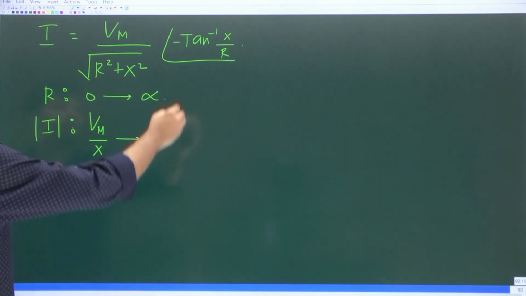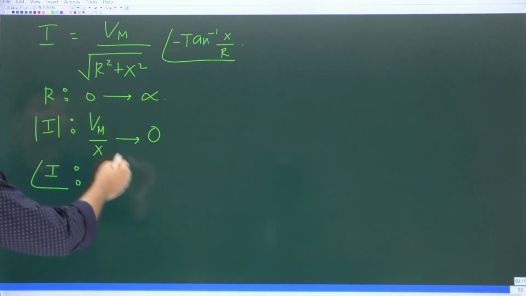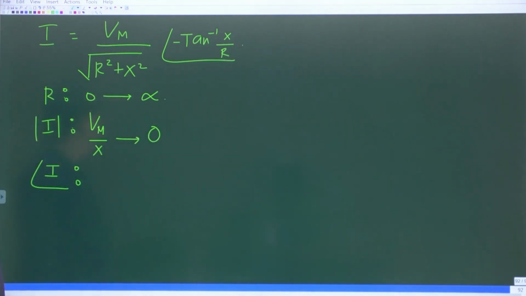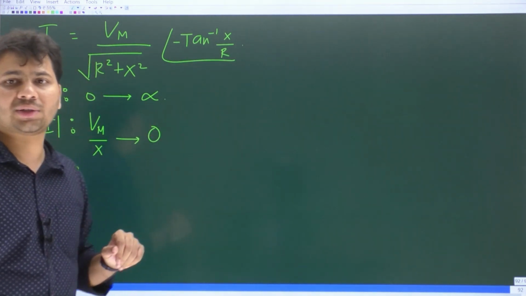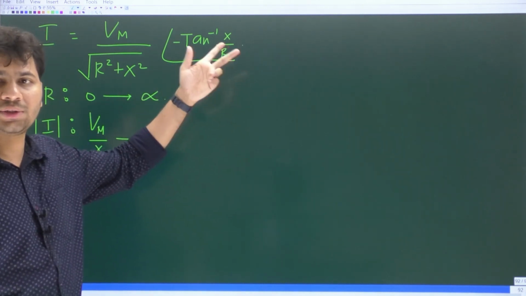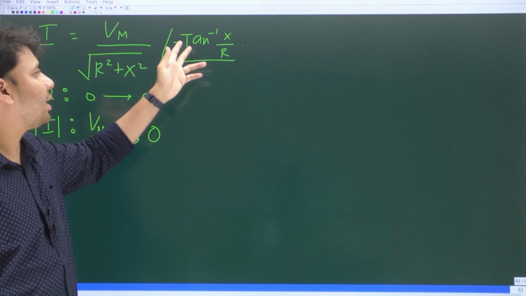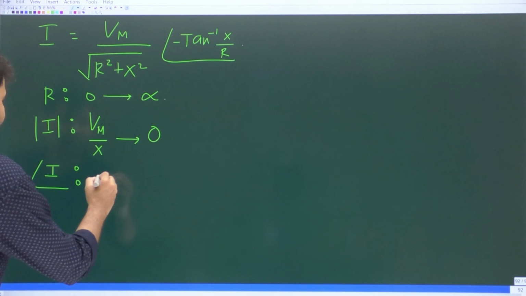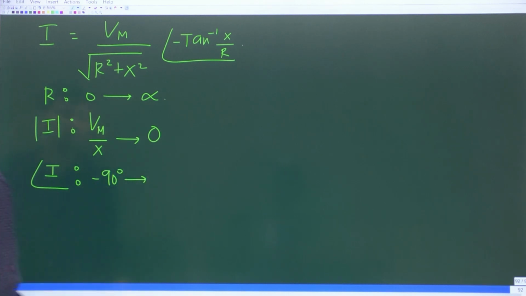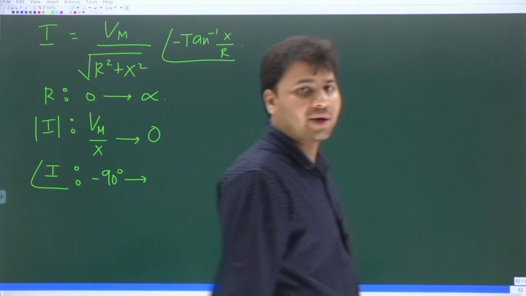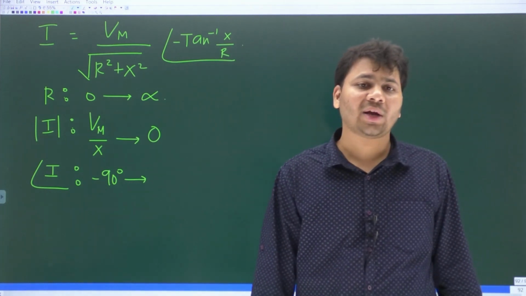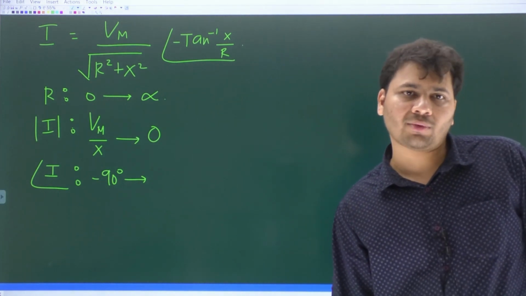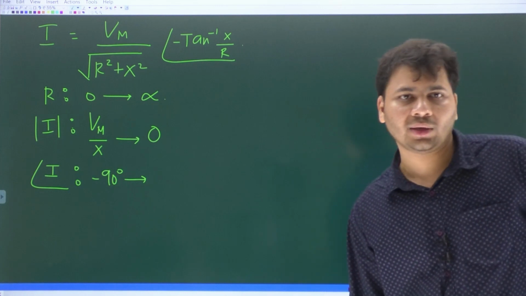The other thing for any phasor is the angle. Angle means minus tan inverse x by r. Again, the initial value of r is 0. If r is 0, tan inverse x by 0. Remember, it is given that x is positive. Tan inverse any positive value by 0 is tan inverse infinity. Tan inverse infinity is 90 degrees, but you also have this minus sign. So what is the angle of the phasor current I? Initially, it is minus 90 degrees. Angle minus 90 degrees means the phasor would be along the negative imaginary axis.